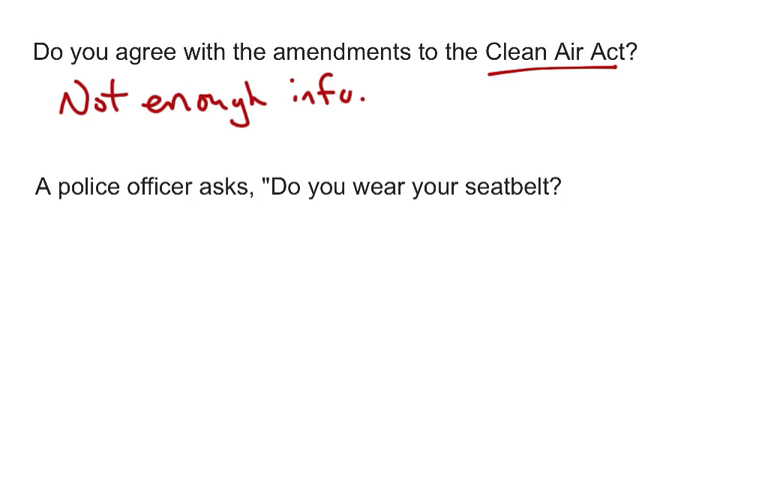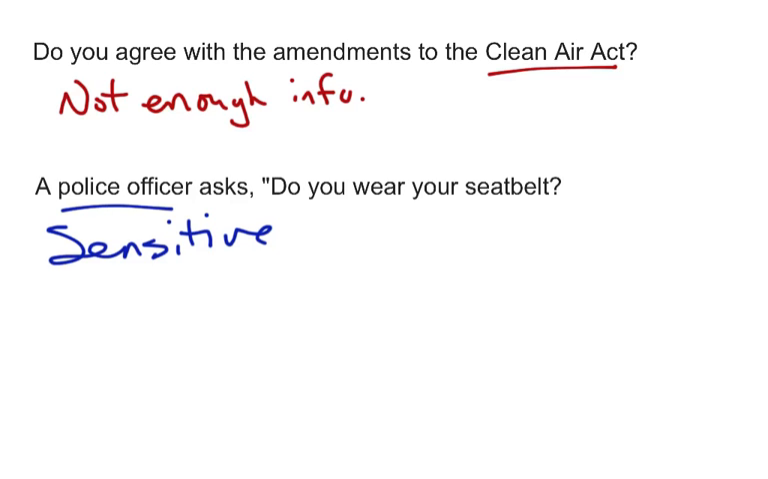Well, this is a straightforward question. It's not a bad question, and in most situations a person would answer truthfully. However, it's because the police officer is asking the question that it makes the question too sensitive to answer truthfully. If I don't wear my seatbelt, I don't want to tell a cop that I don't wear my seatbelt. So I'm going to say, oh yeah, I wear that thing all the time.